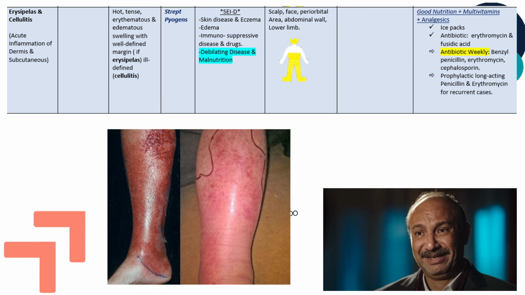Now let's move to the treatment. First of all, treatment starts with good nutrition, multivitamins, and analgesics. As we have said, it's a disease accompanied with fever and malaise and so on. It's always tense and hot, so local ice pack application might be useful. Local antibiotics also, again, erythromycin is the drug of choice, and we could also apply fusidic acid. Systemic antibiotics are weekly antibiotics such as benzyl penicillin or erythromycin or cephalosporin, and we could also use prophylactic long-acting penicillin and erythromycin if the case is recurrent.